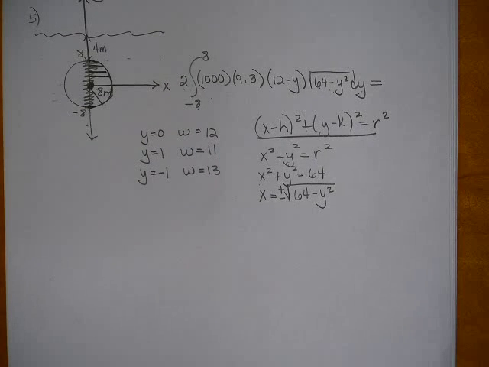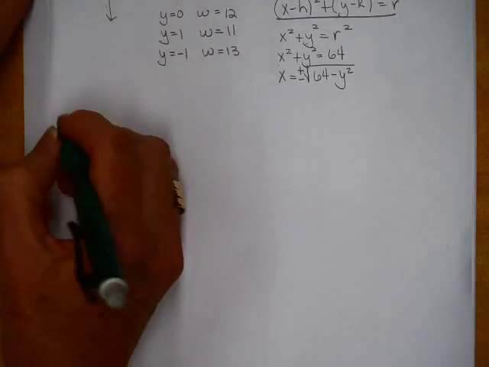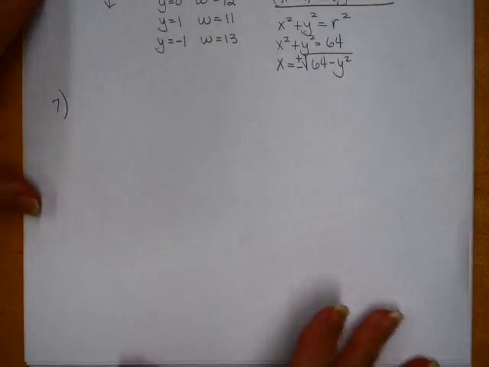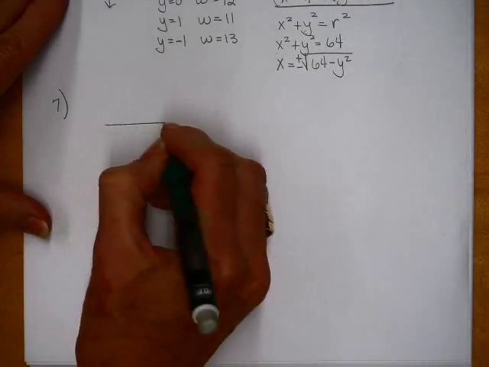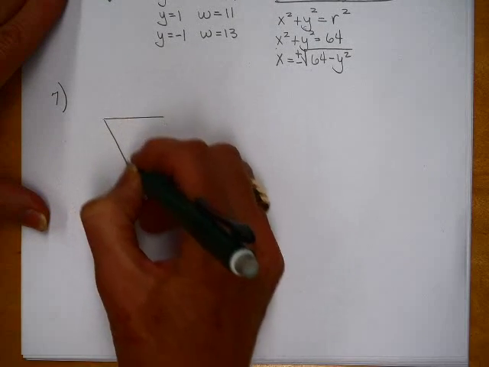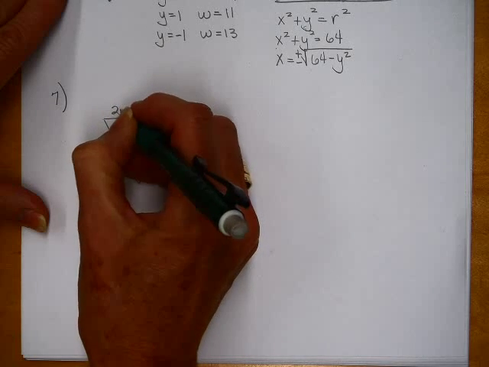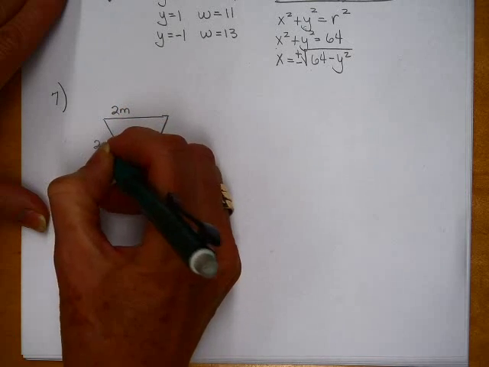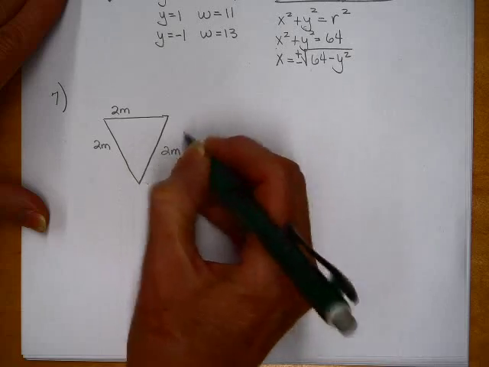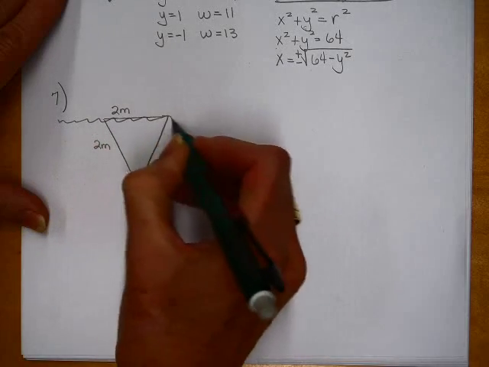Okay, let me look at another one. Let me look at number 7. Maybe you'll think of more questions to ask. Number 7 looks like an equilateral triangle. It says this side is 2 meters, this side is 2 meters, this side is 2 meters, and the water is at the top of this thing.